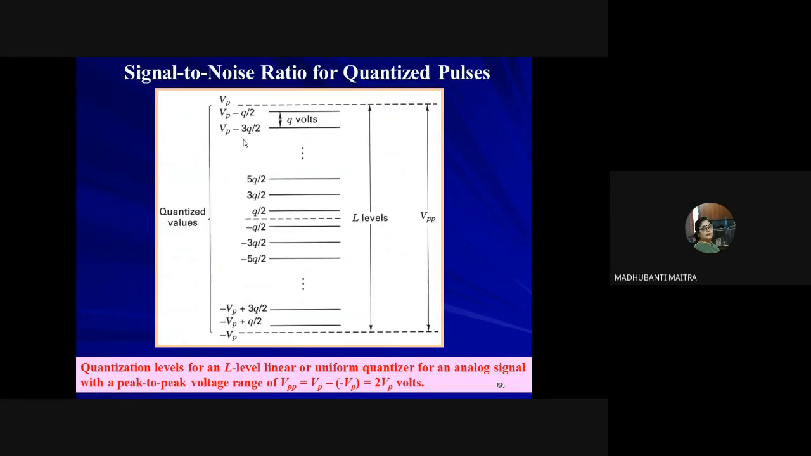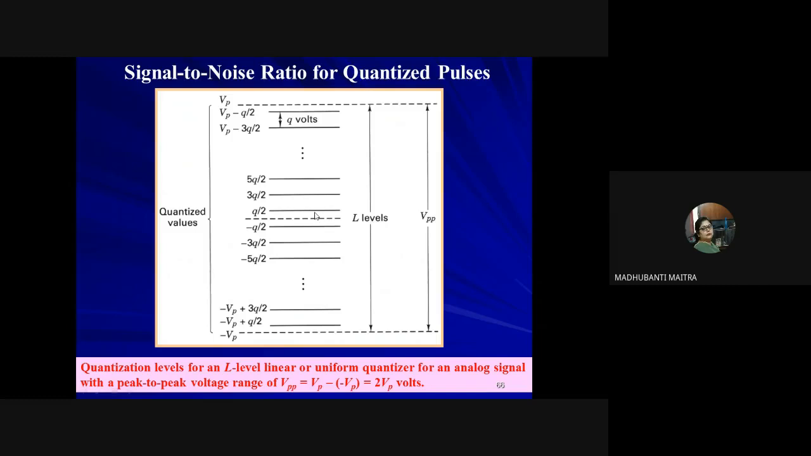For the signal to noise ratio, here we will not be calculating the signal value, we will be calculating only the quantization noise value, and the quantization noise or quantization error can be computed by finding the variance of the distribution, right? So here you see the quantile intervals are equal to q volts. The levels are q divided by 2, minus q divided by 2, 3q divided by 2, 5q by 2, and so on and so forth. These are the levels, and here we are using L number of levels, right?